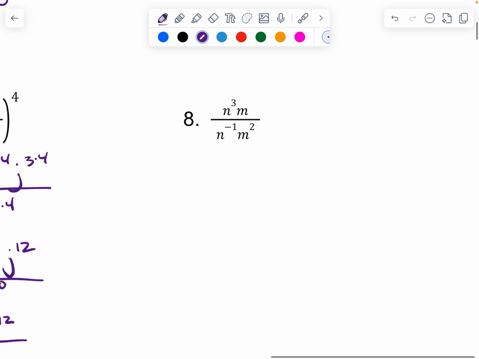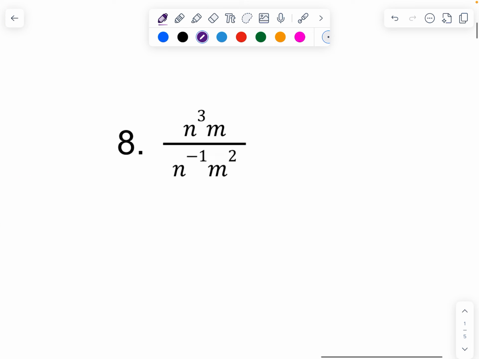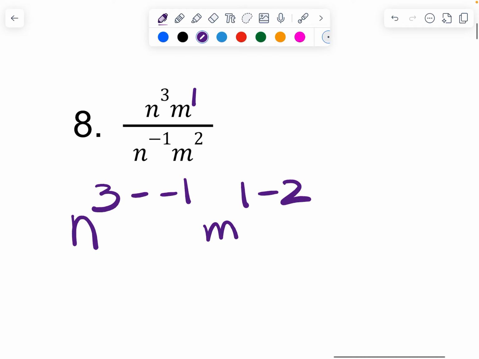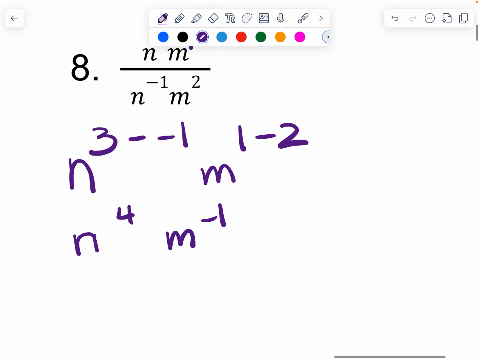Okay, next, simplify this. Well, I have n's and m's in both the numerator and the denominator, so I'm going to subtract. Actually, yeah, let's go ahead and just subtract. So 3 minus negative 1, 1 minus 2. If I do that, I would get n to the 4th, m to the negative 1. When I get that, I get n to the 4th over m.